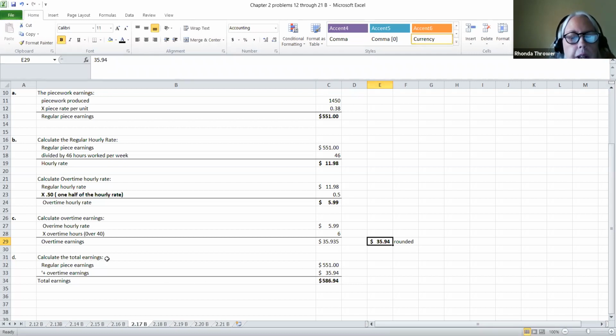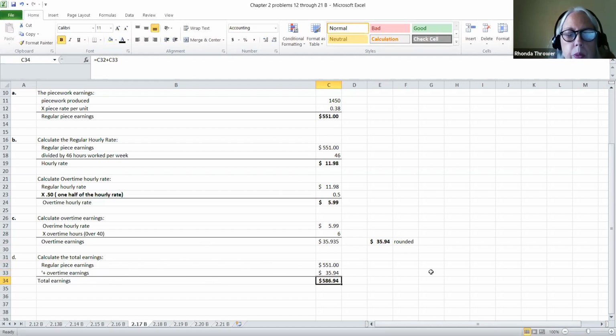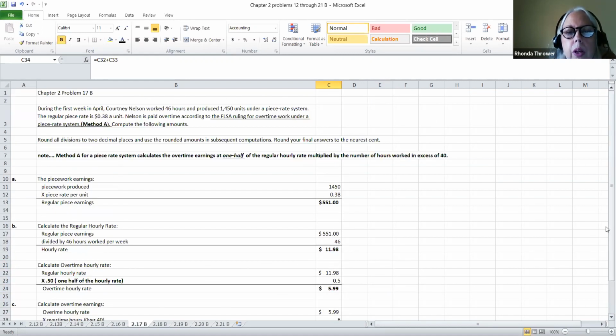Calculate the total earnings next, which would be your regular piece rate earnings that we found in A, and then we're going to add our overtime earnings to that we just calculated at $35.94. The total earnings in this problem would be $586.94. So in this problem, make sure you know how to calculate overtime earnings for piecework using method A.